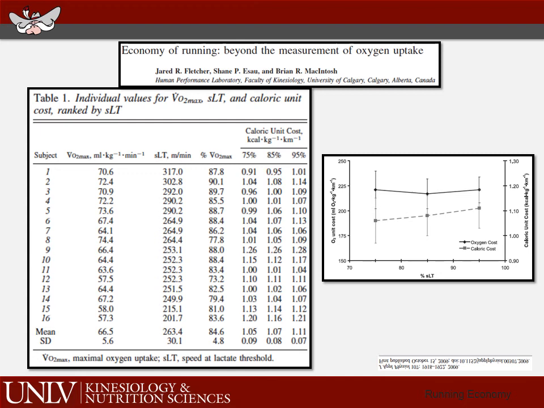And then the graph over there shows you two y-axes. On the left-hand side, you have the cost of locomotion with the oxygen consumption. On the right hand, you have the caloric unit cost. And then at the bottom, you have the percentage of their speed at lactate threshold, right? The top graph represents the oxygen cost, and the bottom is caloric. You see caloric cost is pretty much a linear trend.